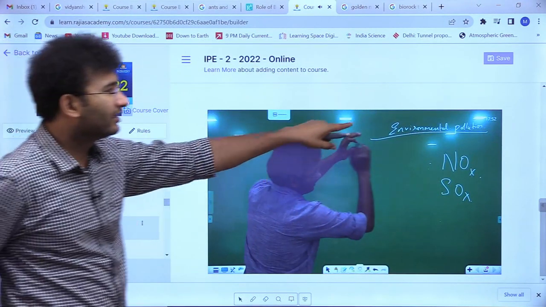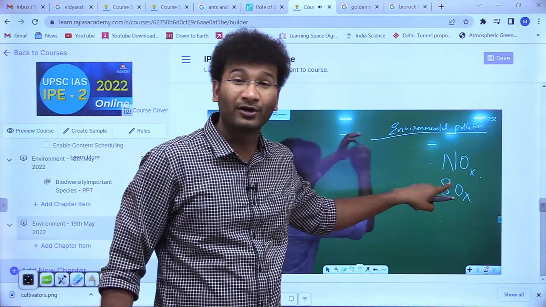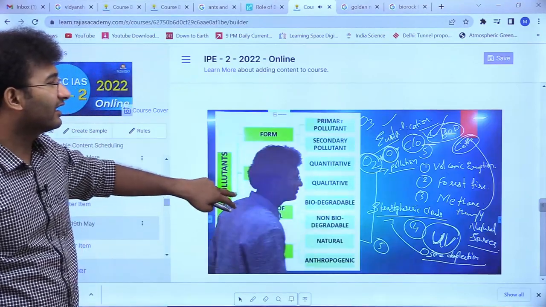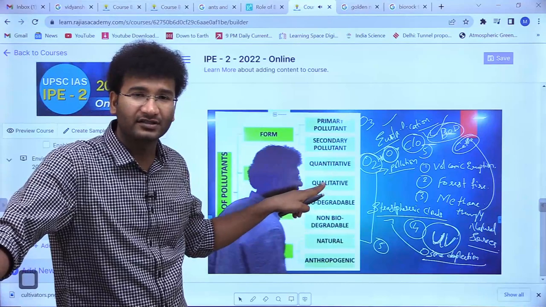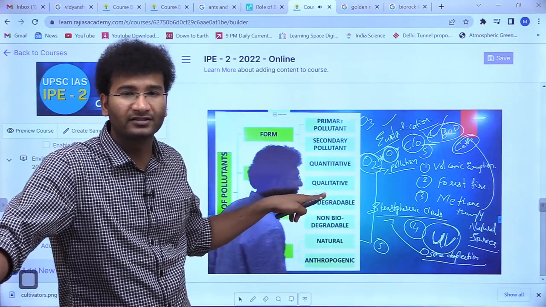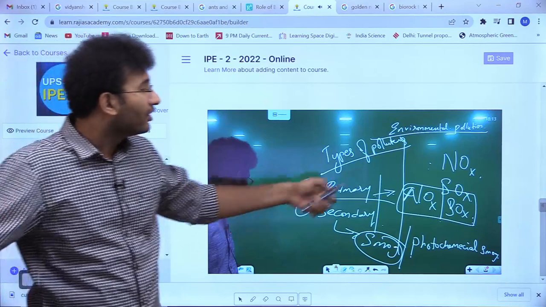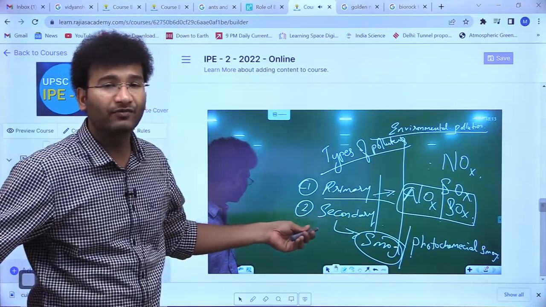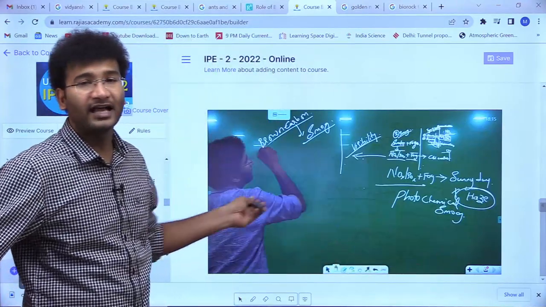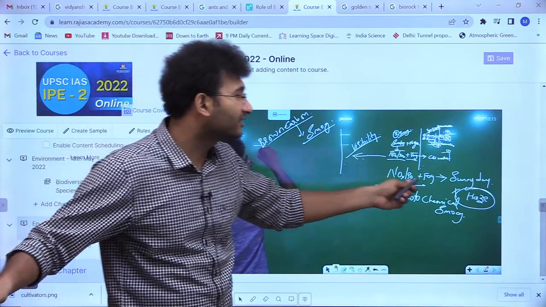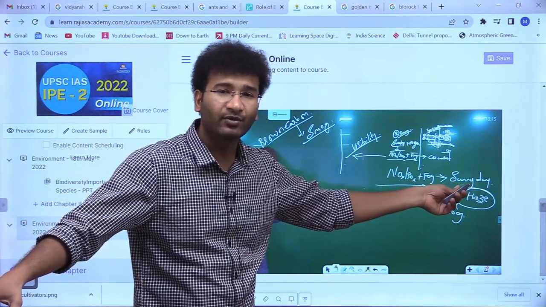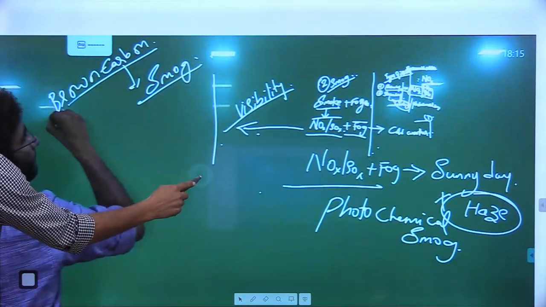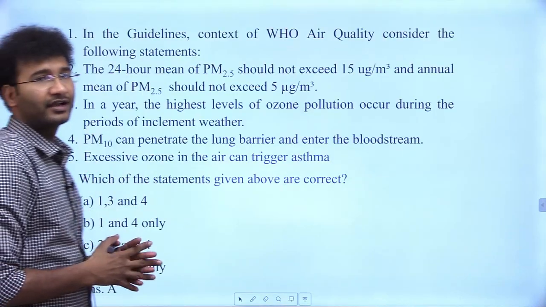19th of May, in environmental pollution, we discussed NOx and SOx, nitrogen oxides and sulfur oxides. They have been explained in detail in the classroom notes, along with primary pollutants and quantitative and qualitative analysis of pollutants. They have the potential for photochemical smog as well as acid rain. And during sunny periods, the nature of photochemical smog changes. This we discussed with ozone, right? Clear? Let us get into the next question.